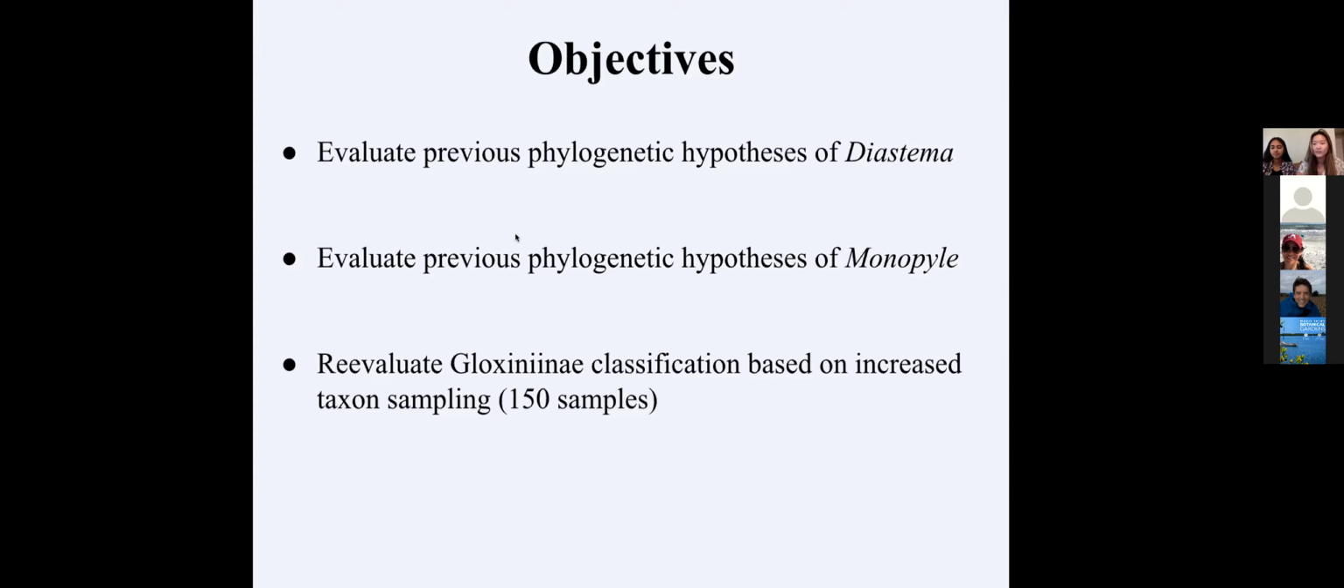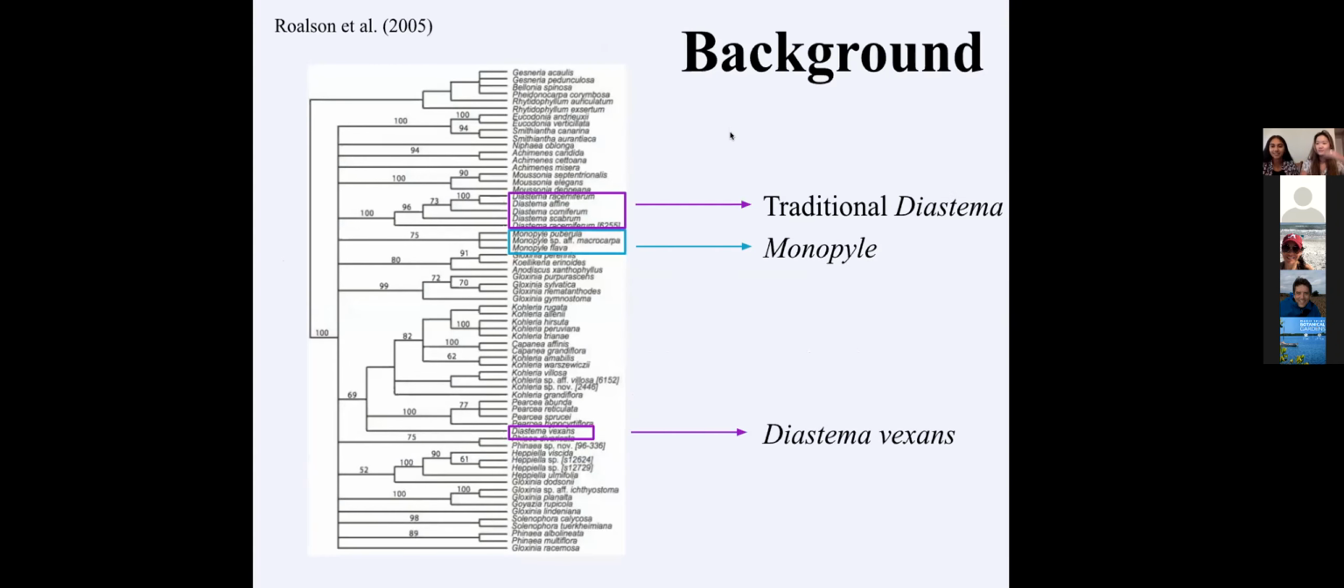Additionally, we reevaluated the subtribe Gloxiniinae with increased taxon sampling to show the generic relationships in the subtribe. Most other studies don't have more than 50 samples, and the most Diastema in a study have been 3 or 4. So the 150 samples in our study is a very remarkable increase, especially because all the samples we used were Diastema or Monophyllaea.